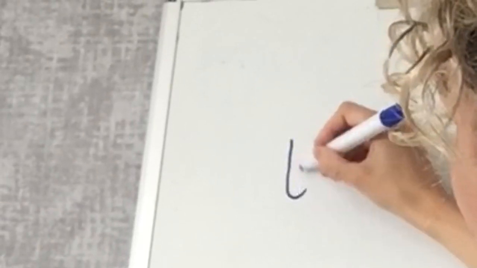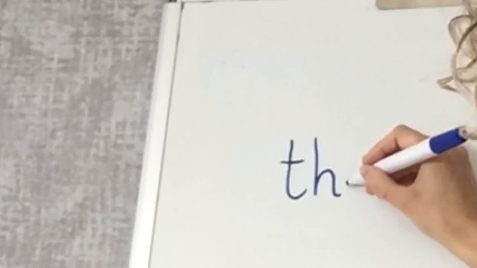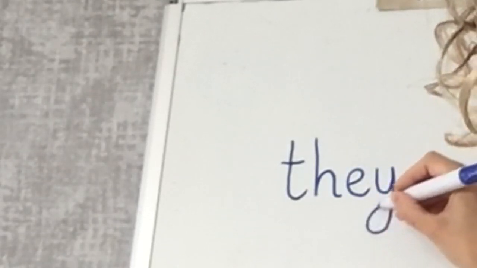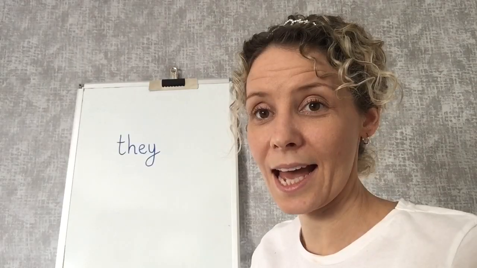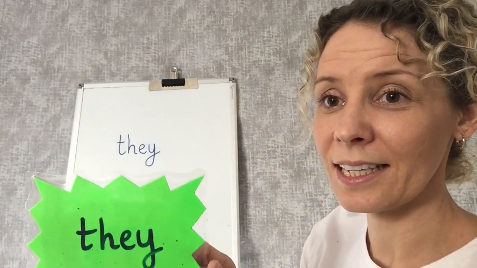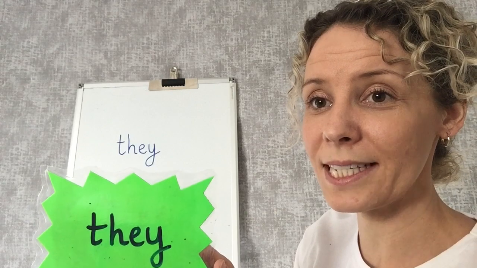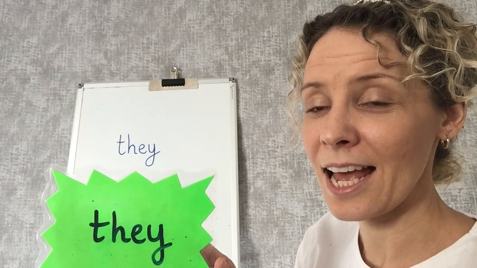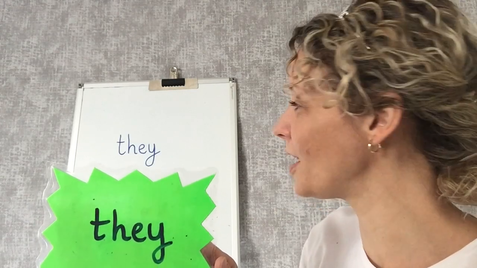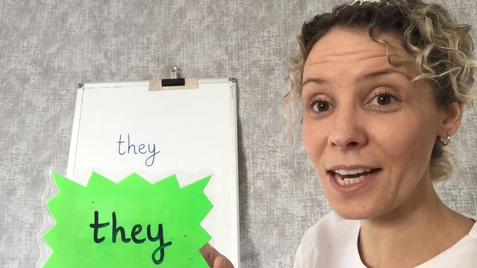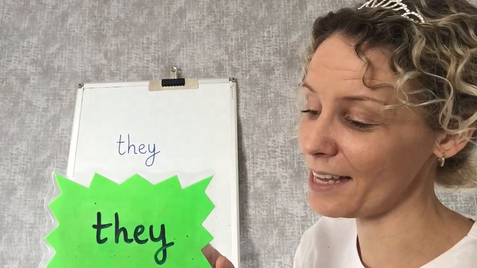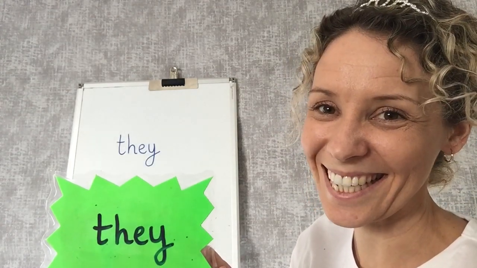Cover it. I'm going to write it. So remember that it had the digraph there. And then it had an E and a Y as well. Okay, and then we check it. So there we go. Yes, I've got my T and my H, and I put an E and a Y. Well done. So see if you can have a go at spelling they today. Well done, stars.